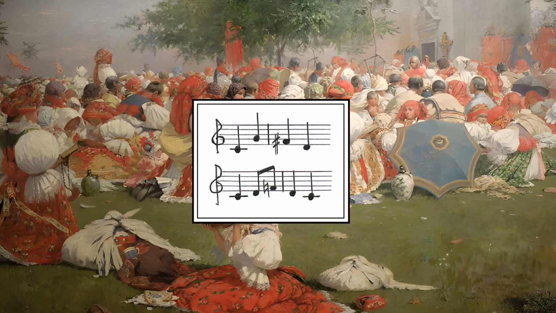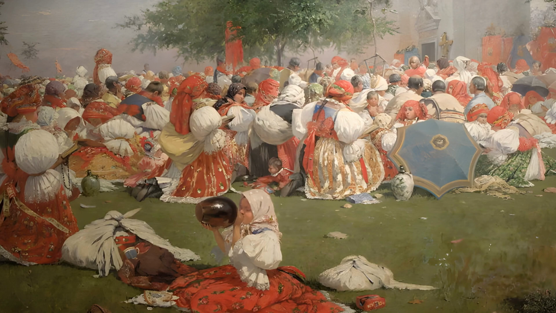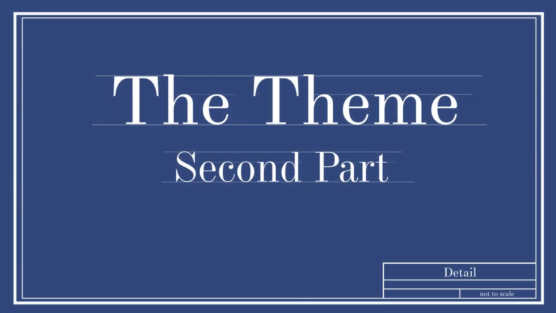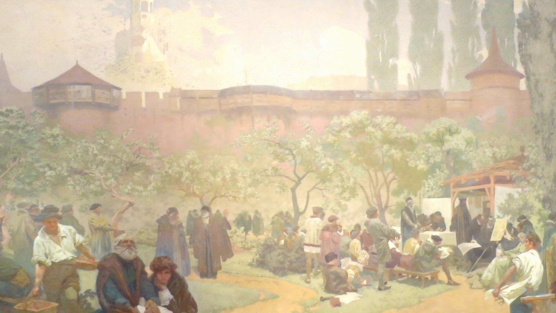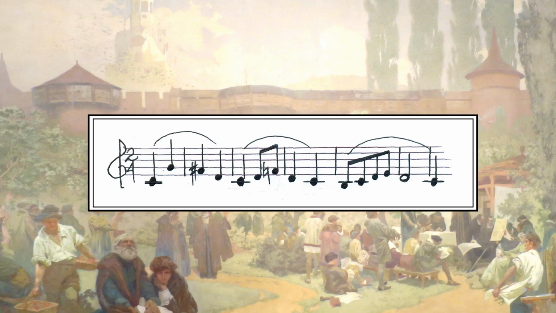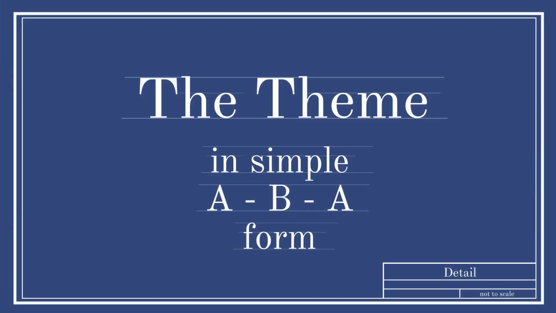Now, I mentioned that the theme is in 3 sections. That's the first part. Here is the second part of the theme. And it's also rather distinctive because you hear this rising sequential thing, and this rhythm, and the third section is the first part repeated. So we have this nice symmetry again, an A, B, A simple thematic form.